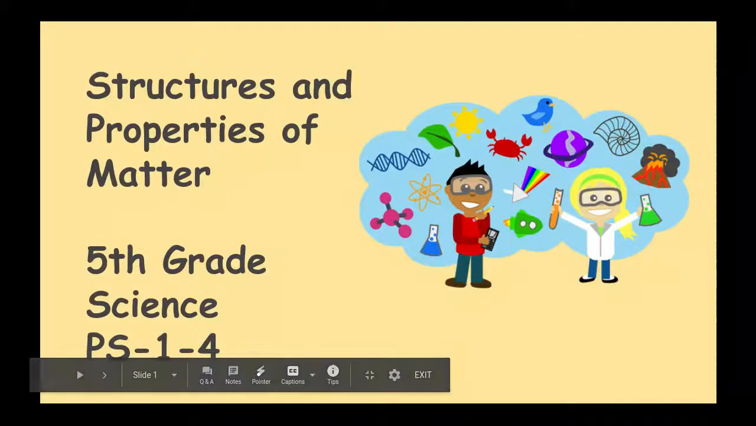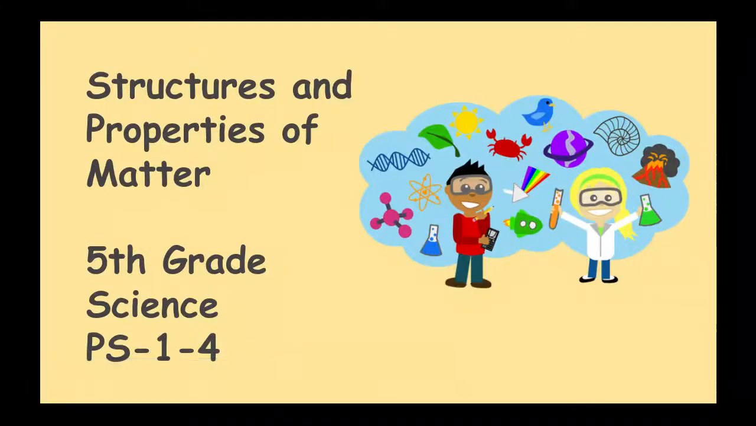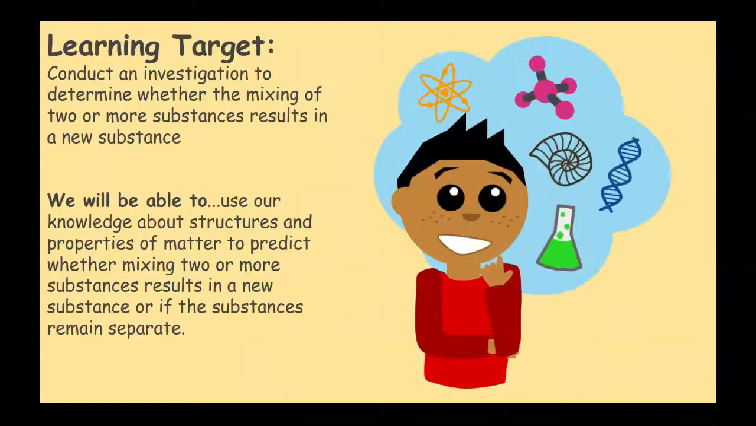This lesson is part of our 5th grade physical science unit, The Structures and Properties of Matter. Our learning target for this lesson is to conduct an investigation to determine whether the mixing of two or more substances results in a new substance. In other words, we will be able to use our knowledge about structures and properties of matter to predict whether mixing two or more substances will result in a new substance or if the substances remain separate.